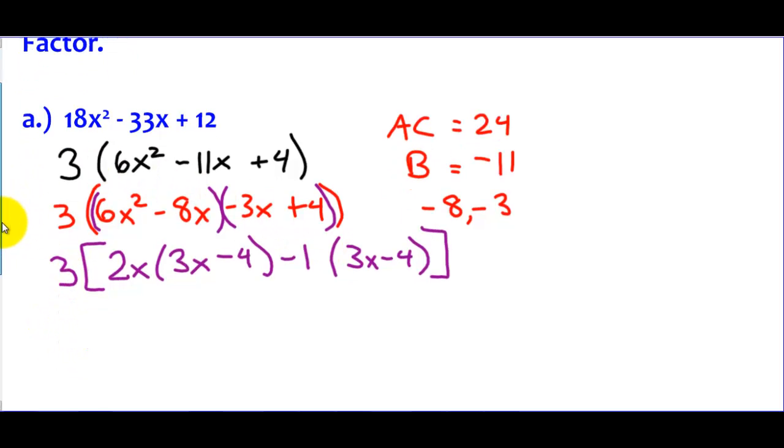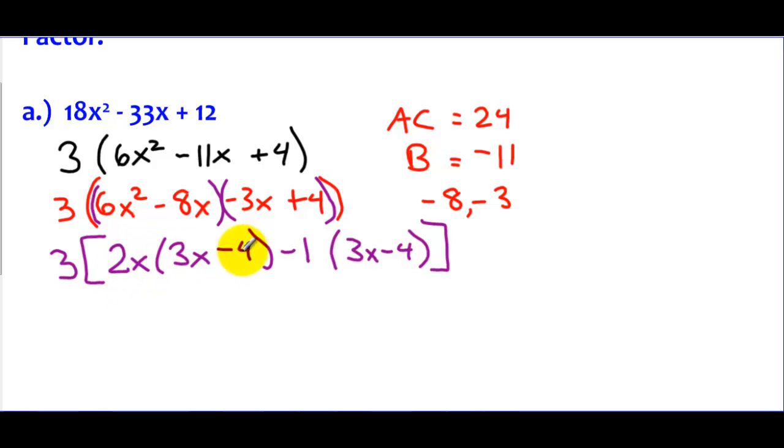Inside, I'm just going to regroup 2x minus 1. That's one of my factors. The repeating 3x minus 4 is another one. And the 3 that we took out way at the beginning is still there. So this last expression, 3 times 2x minus 1 times 3x minus 4, when I put all that together and multiply it out, I'm going to get the expression at the top.